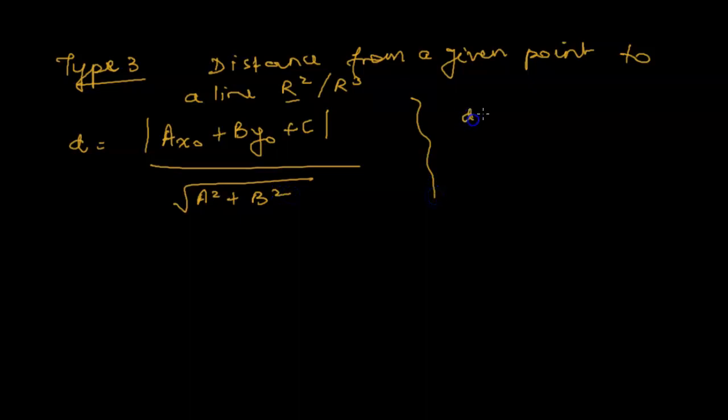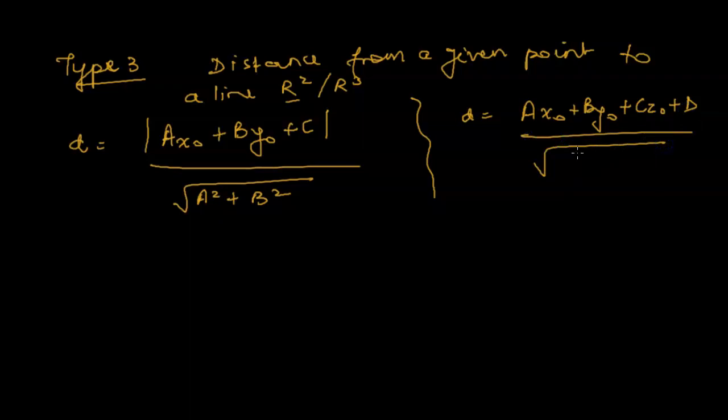Similarly, we have a formula for a line in 3 space. The only difference is that we add another constant there. So it's the magnitude of ax naught plus by naught plus cz naught plus d, the whole thing divided by square root of a square plus b square plus c square. Make sure we take the magnitude of the numerator, meaning only the positive value.